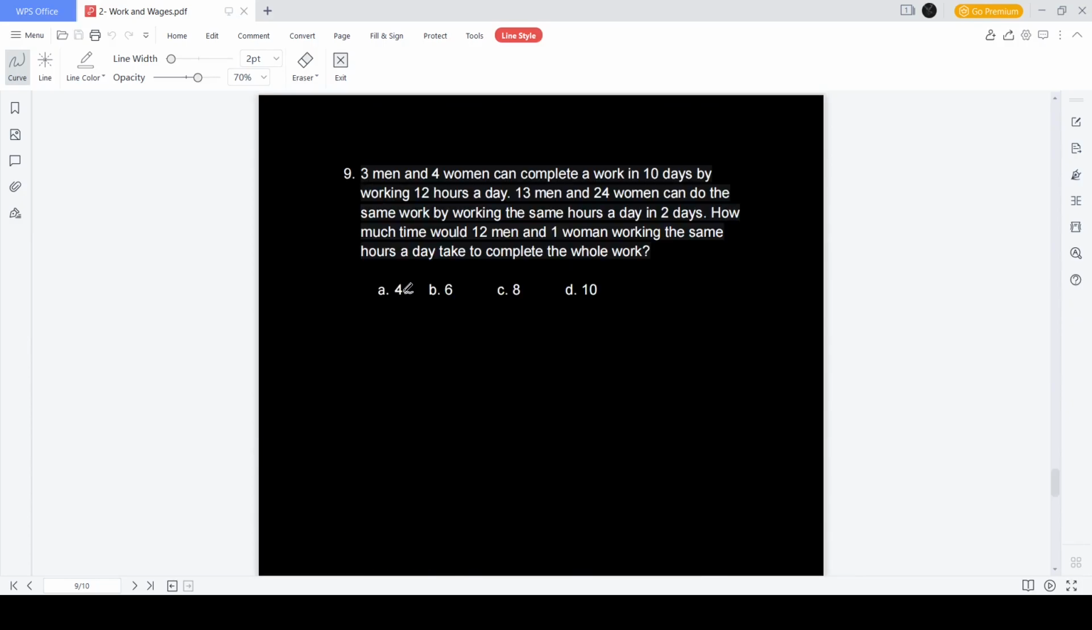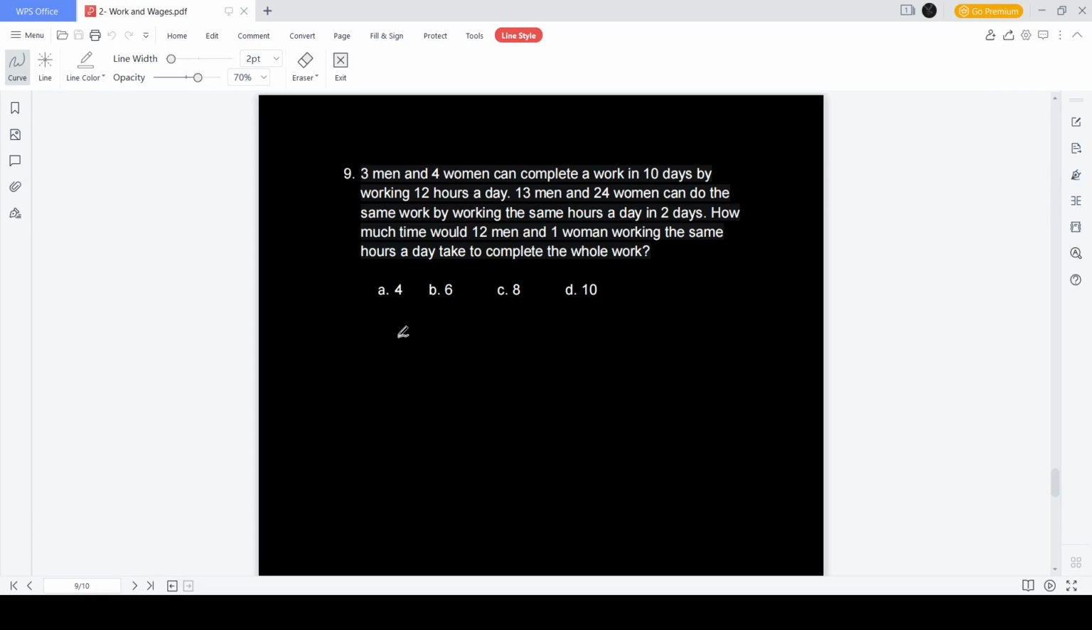Okay, next question. 3 men and 4 women can complete a work in 10 days by working 12 hours a day. 13 men and 24 women can do the same work by working the same number of hours a day in 2 days. How much time would it take for 12 men and 1 woman working the same number of hours to complete the whole work? Okay, first we need to understand that we need to find out the relation between the efficiency of men and efficiency of women.